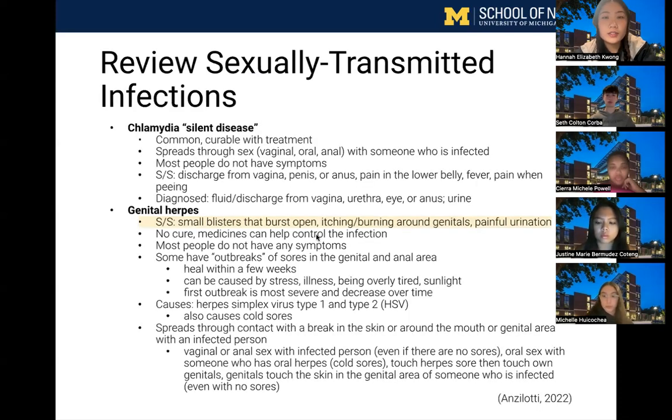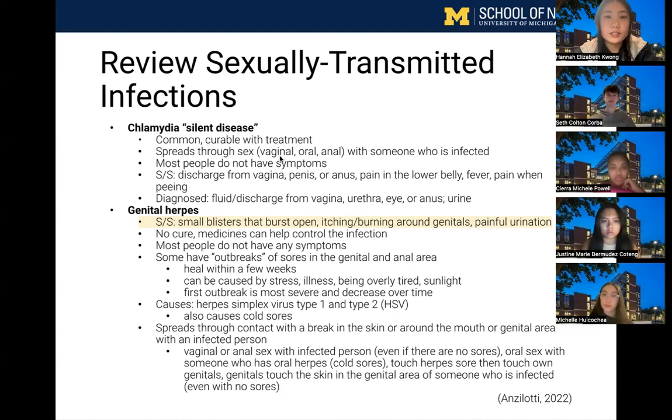So now we're going to review sexually transmitted infections. First is chlamydia, which is also called the silent disease, and it's called the silent disease because it's asymptomatic, so people don't normally know that they have it, and they end up spreading it without realizing it, which highlights the importance of regular testing, especially when you have a new partner. It's a very common STI, and it's curable with treatment.